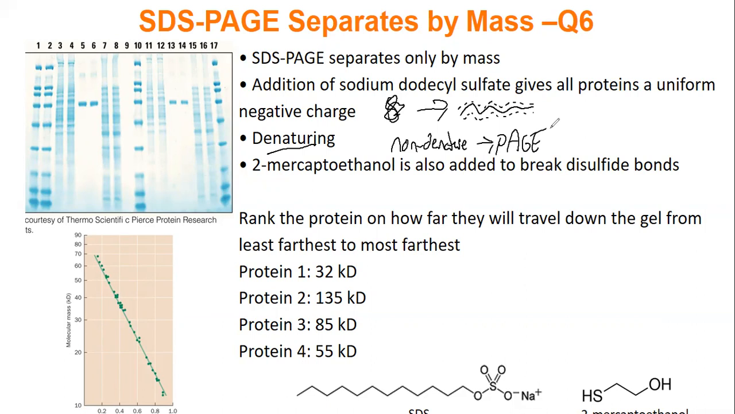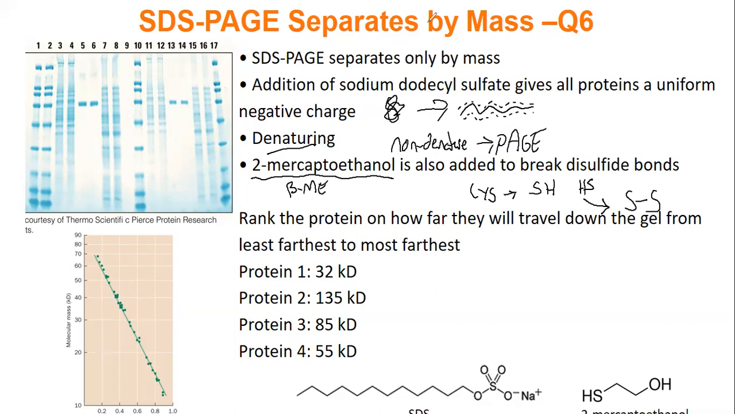Now, in addition to SDS, you also want to add 2-mercaptoethanol or beta-mercaptoethanol to break disulfide bonds. Now, the amino acid cysteine, the side chain of a cysteine ends in SH. And what can happen is that if two cysteine side chains come into contact with each other, they can form a bond between their side chain sulfurs. And that's called a disulfide bond. And that can prevent your protein from becoming linear.